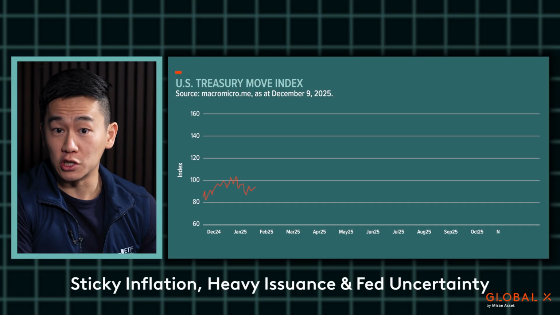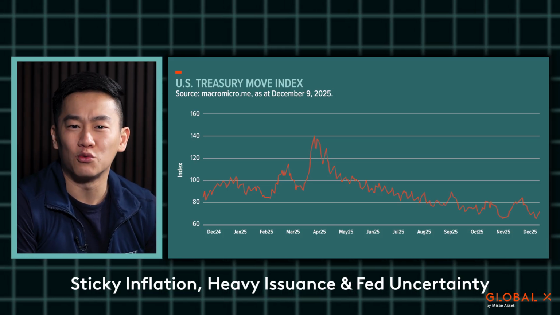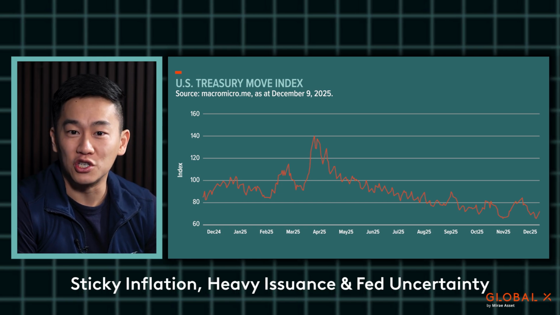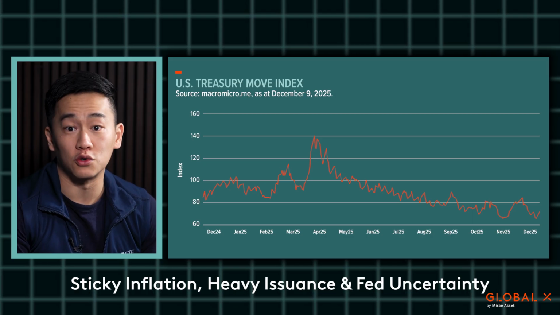So right now, markets are basically reacting to three forces. The first one is sticky inflation readings. The second one is a high level of Treasury issuance. And then the third one is that we have constantly shifting expectations for Fed cuts. This combination creates a lot of rate volatility, but this is precisely where long-term Treasuries could shine.